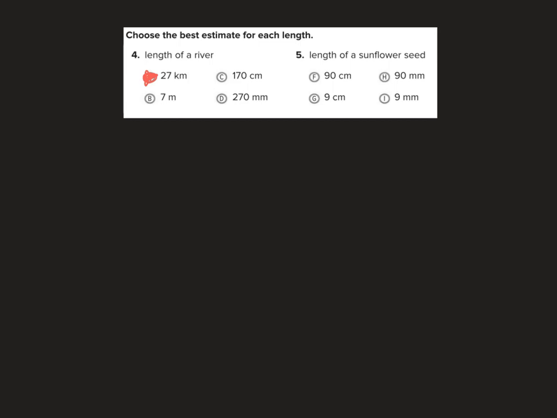Length of a sunflower seed. So not a sunflower, a little sunflower seed. 90 centimeters? No. 90 millimeters? No. I would say, how small are they? Little less than a centimeter? Well, they're definitely not 9 centimeters, so 9 millimeters. So 10 millimeters equals 1 centimeter. So 9 millimeters would be just a little less than the width of your pinky.